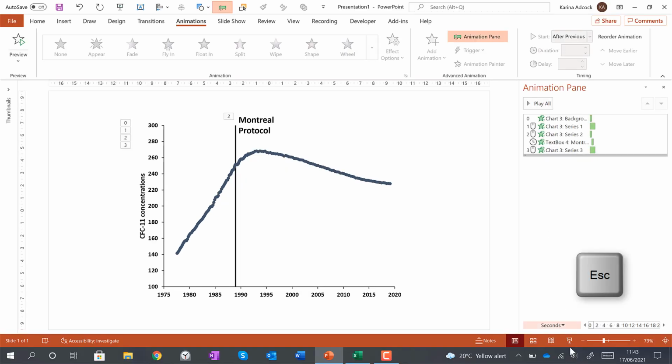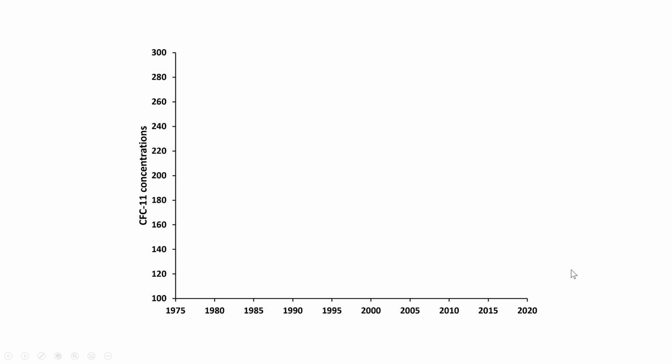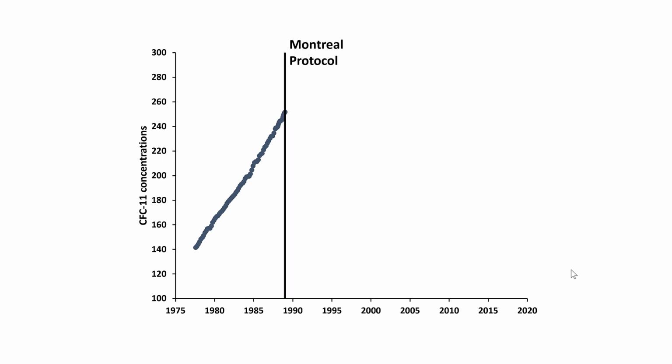So if I were doing this in an actual presentation, I would say that CFC-11 concentrations increased rapidly in the 1970s and 1980s. Then in 1989, the Montreal Protocol was introduced, and since then, concentrations of CFC-11 have been decreasing in the atmosphere.